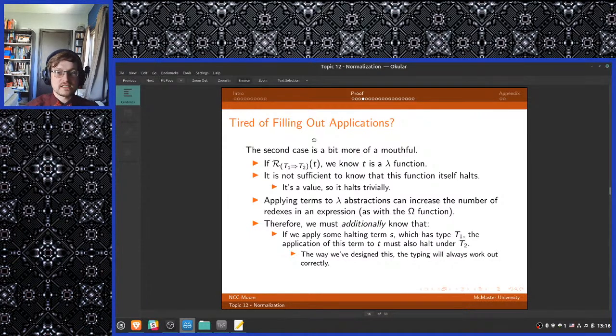The way we've designed this, the typing will always work out correctly. The idea is it's not sufficient to know that the lambda abstraction itself can't be evaluated into anything, because of course it can't be, it's a value. What we're interested in is, does this lambda expression cause anything to explode, right? So what we do is we declare the metavariable s to stand in for literally any term, right? So that's how this proceeds.